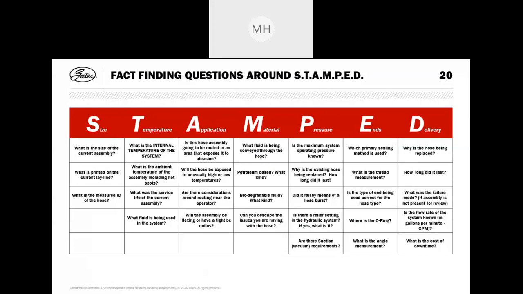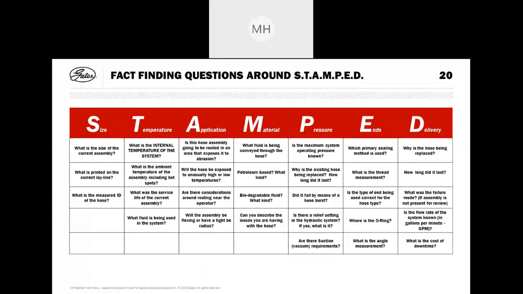Application, go for all the application style of questions so we know what is the correct hose we're going to replace it with. The material, which is the fluid being conveyed, and always go back to that question of if they say it's just hydraulic oil, or what kind. So it's always the what kind question for the material side of things.